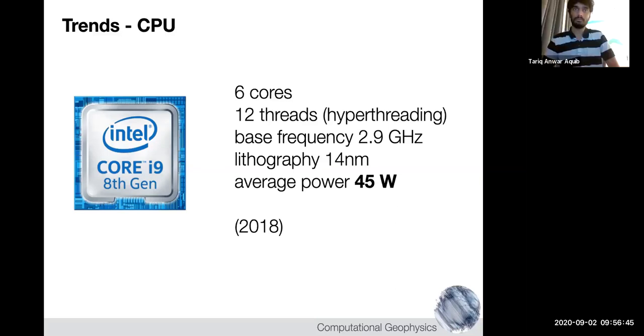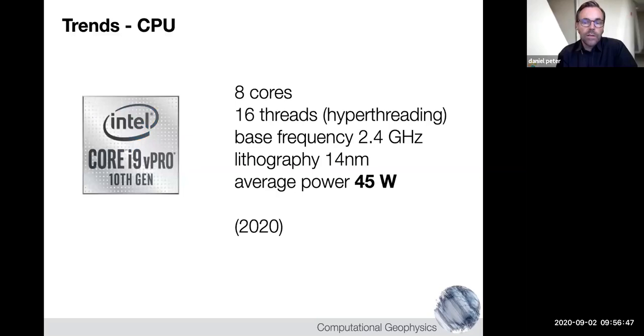and then how power hungry the chip was, it was 45. So if you switch to this year, it's 8 cores, 16 threads. So the number of cores increased a bit. The base frequency is more or less the same. Lithography is still the same, but also the power consumption is still the same.